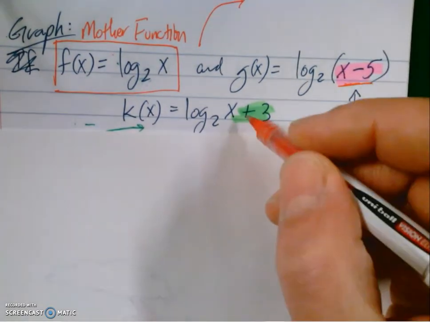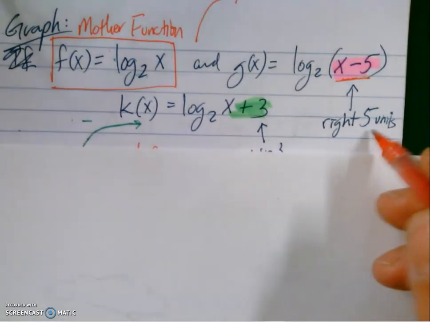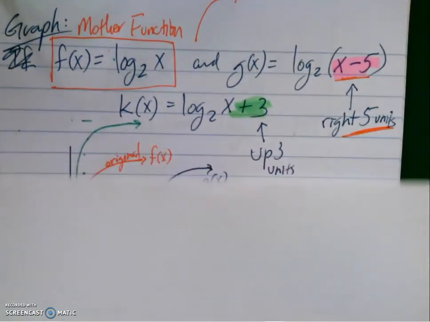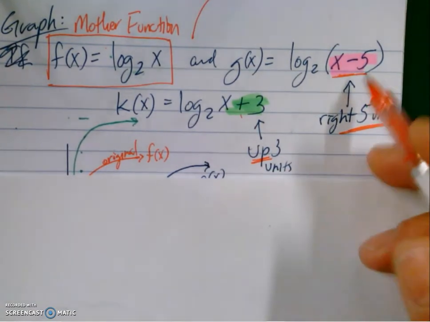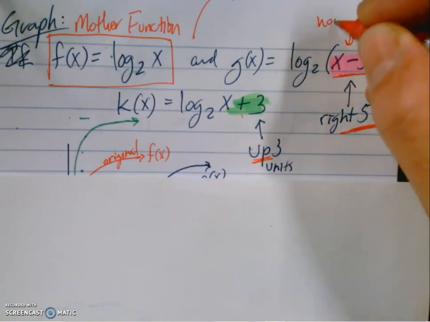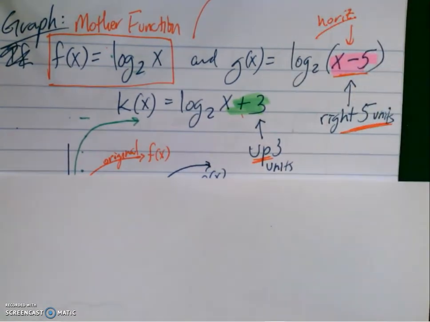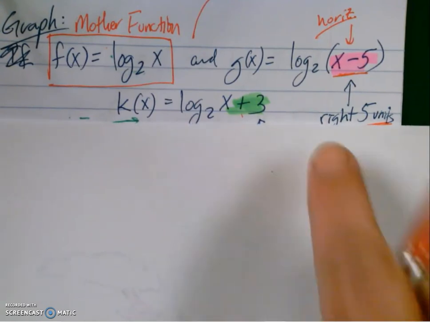Subtracting 5 inside or adding 3 at the end, we know what these do. Inside things always give a left or right shift. Outer things always do an up or down. So this is always horizontal and this is always vertical. You're like, wait, where'd that come from? That came from the previous chapter. We spent a lot of time graphing in the first semester so we could get used to that.